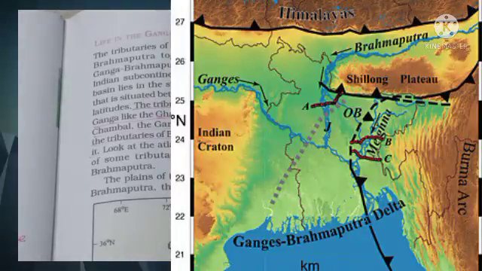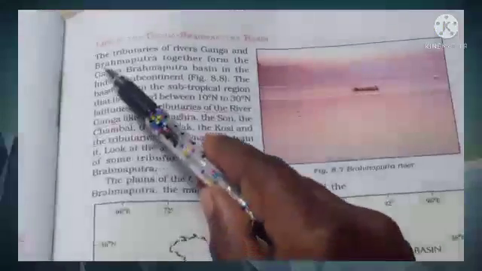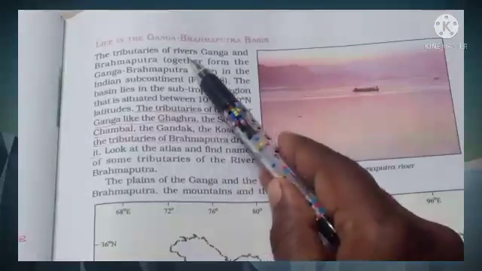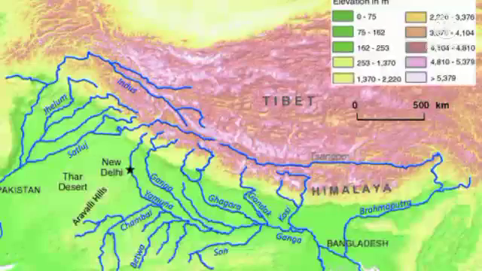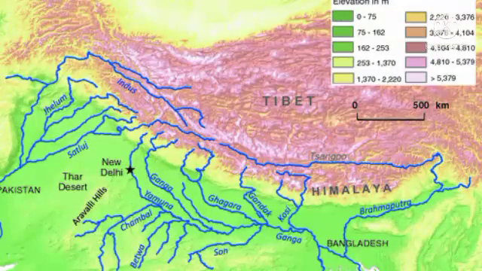Where is this Ganga Brahmaputra basin? It lies in India. The tributaries of the rivers Ganga and Brahmaputra together form the Ganga Brahmaputra basin in the Indian subcontinent.